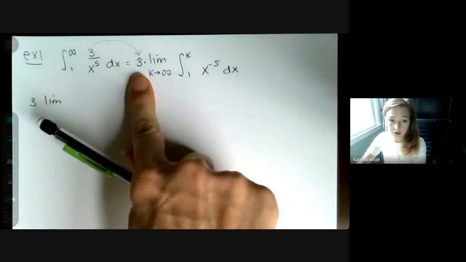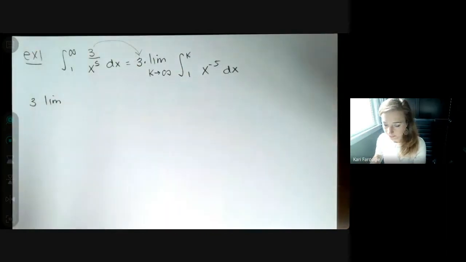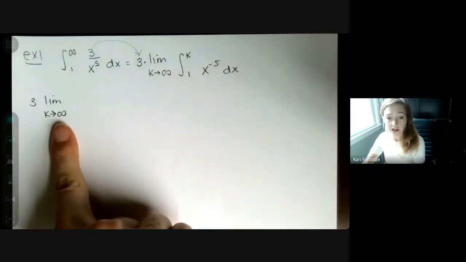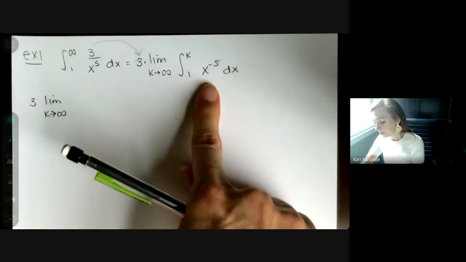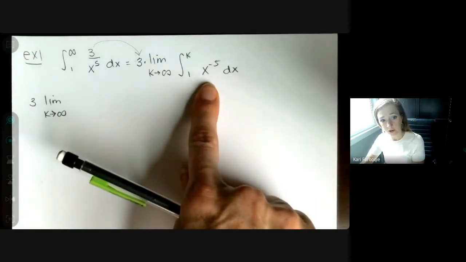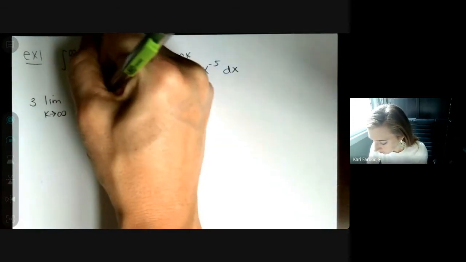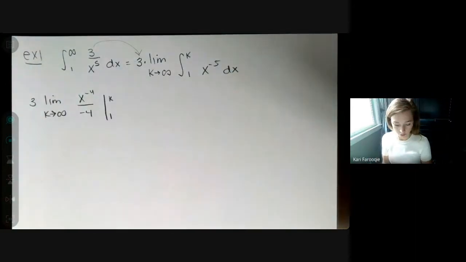If you feel like you're going to forget the 3, that's fine. Leave it in there. It's totally up to you. I don't want you to forget anything. Hold on to your limit until you're ready to evaluate. And when you integrate this function, you're going to increase the power by 1 and divide by the new exponent. So you have x to the negative 4 divided by negative 4, and that is going to get evaluated from 1 to k.